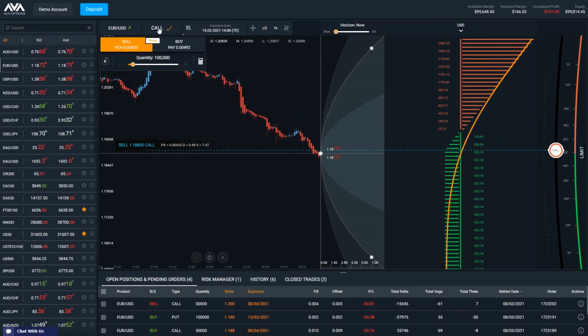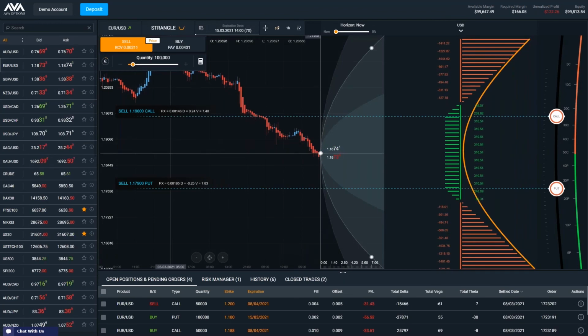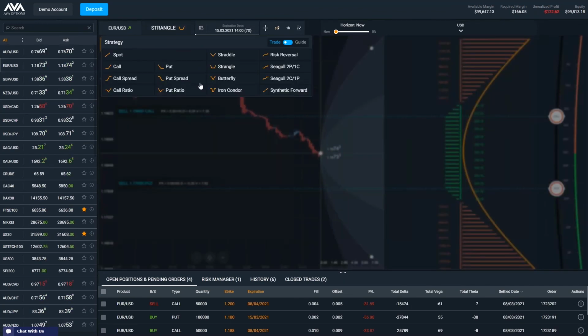Let's look at some strategies. Rather than building them up one by one, let's look at some strategies. For example, a strangle. A strangle is a combination of two trades. If you don't know what an option is, what a strategy is, if you want to learn more, just click the guide.